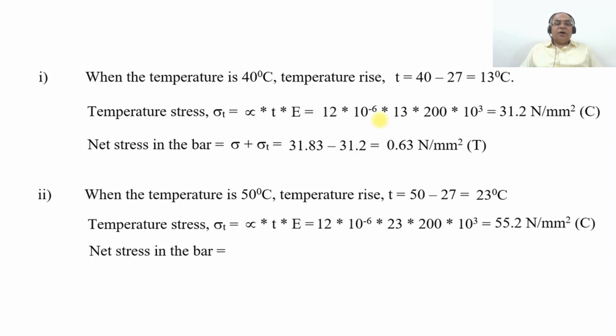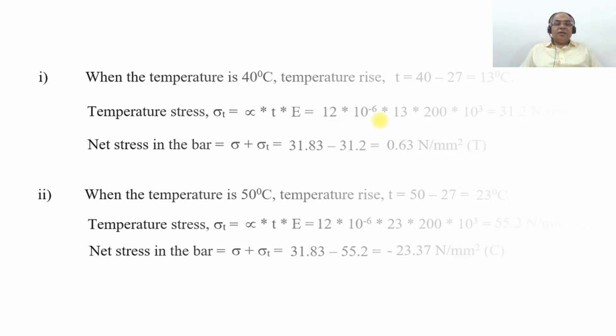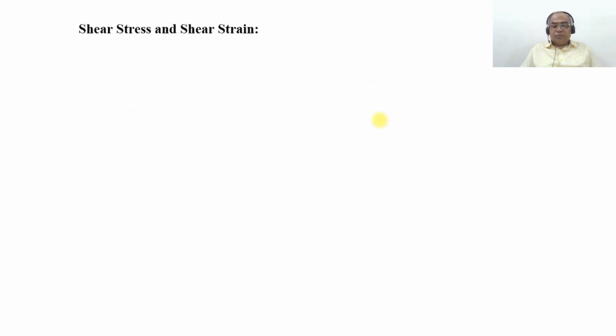So what is the net stress in the bar? Sigma plus sigma T, again that is 31.83 minus 55.2. You're going to get a negative value, that is 23.37 Newton per mm square. So it will be compressive in nature. So this is how you will be able to solve this particular problem.